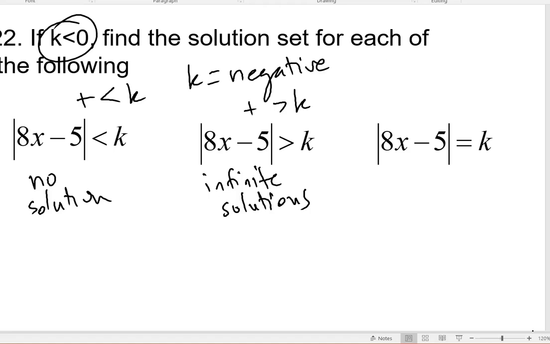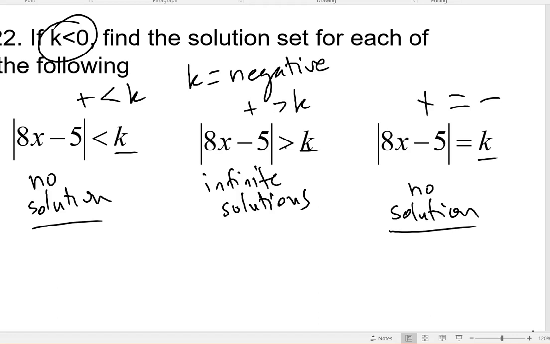And this, when a positive comes out, when will a positive be equal to a negative? Never. This has no solution. Okay? So verify if the number on the right side is negative. If it's less than or equal to, it will be no solution. If it's greater than, it will be infinite solutions. All right. I'm done with the inequalities.